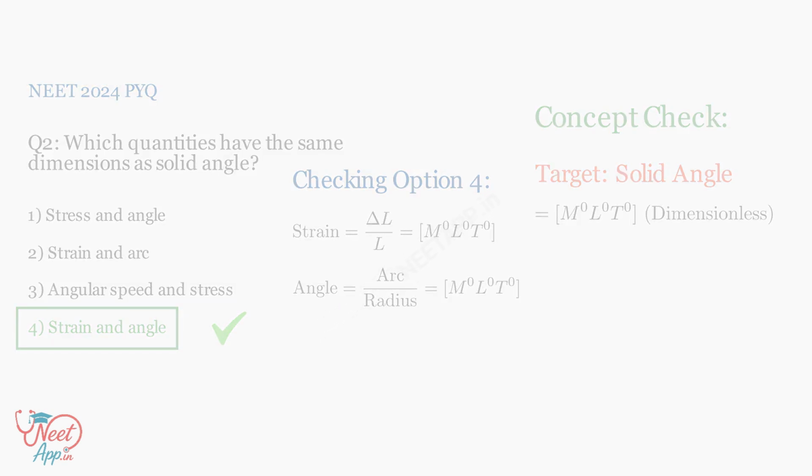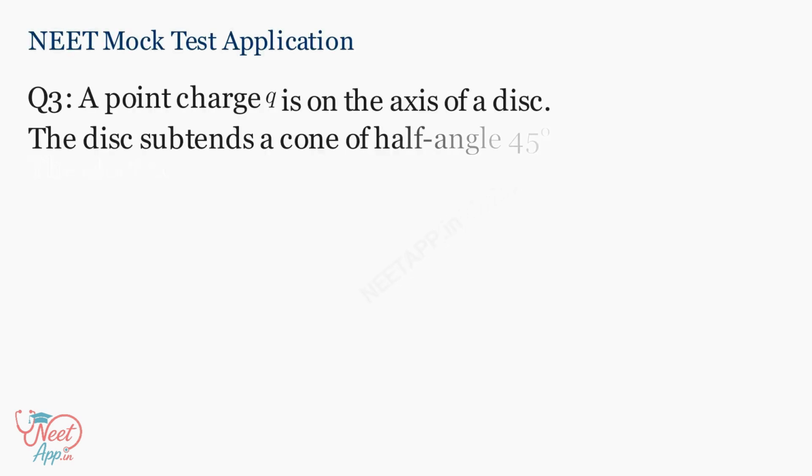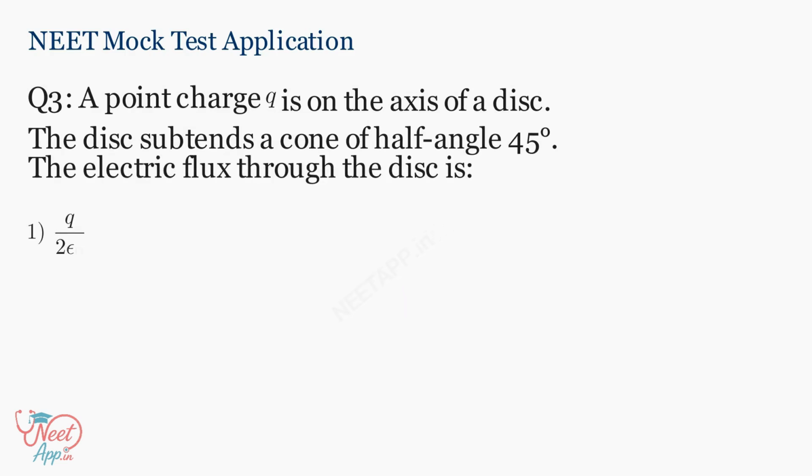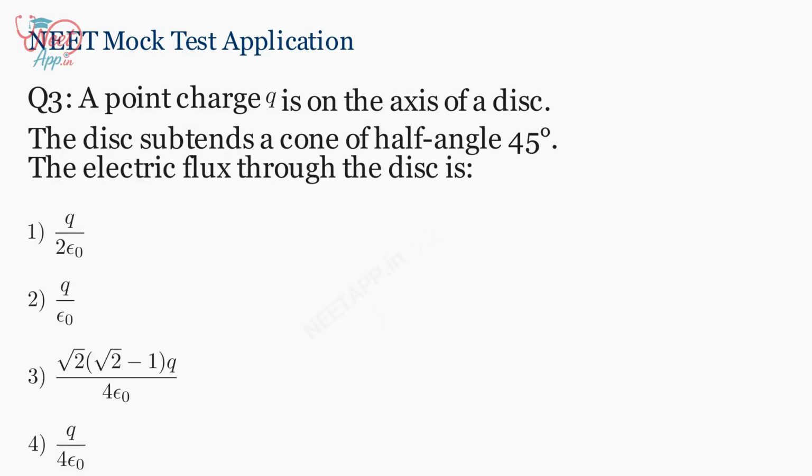Secure those +4 marks. Question 3 takes our knowledge of the solid angle and perfectly blends it with electrostatics. This is a very common profile in top mock tests. The question reads, a point charge Q is placed on the axis of a disk. The disk subtends a cone of half angle 45 degrees. What is the electric flux passing through the disk?